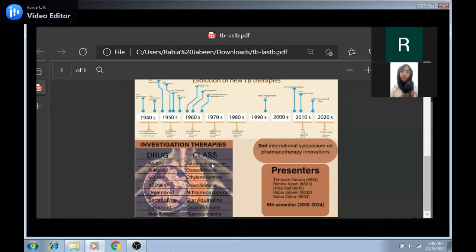If we see the drugs that belong to the nitroimidazopyran class, these are PA824 and delamanid. They show their action by inhibition of cytochrome oxidase, and they are under investigation for their role in MDR-TB. Then there are the oxazolidinone class drugs, and they show their action by inhibition of protein synthesis. And then there is SQ109 that belongs to the ethylenediamine class and shows bactericidal action by inhibition of cell wall synthesis.